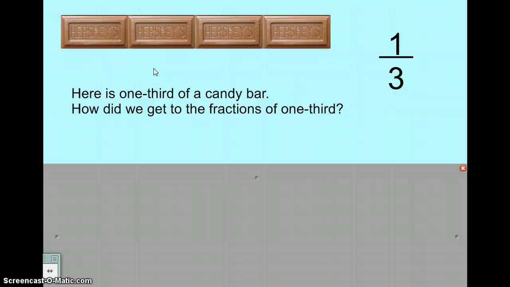Got it. Good. So how many piles do we have of 4 pieces? Yep, we have 3. So how many candy bars do we have? 3? Awesome! I got 3 candy bars. But guess what? I really don't, because how many pieces do I still have? Yep, I still have only 12 pieces. So that means I still have only one candy bar. 3/3 equals one candy bar.